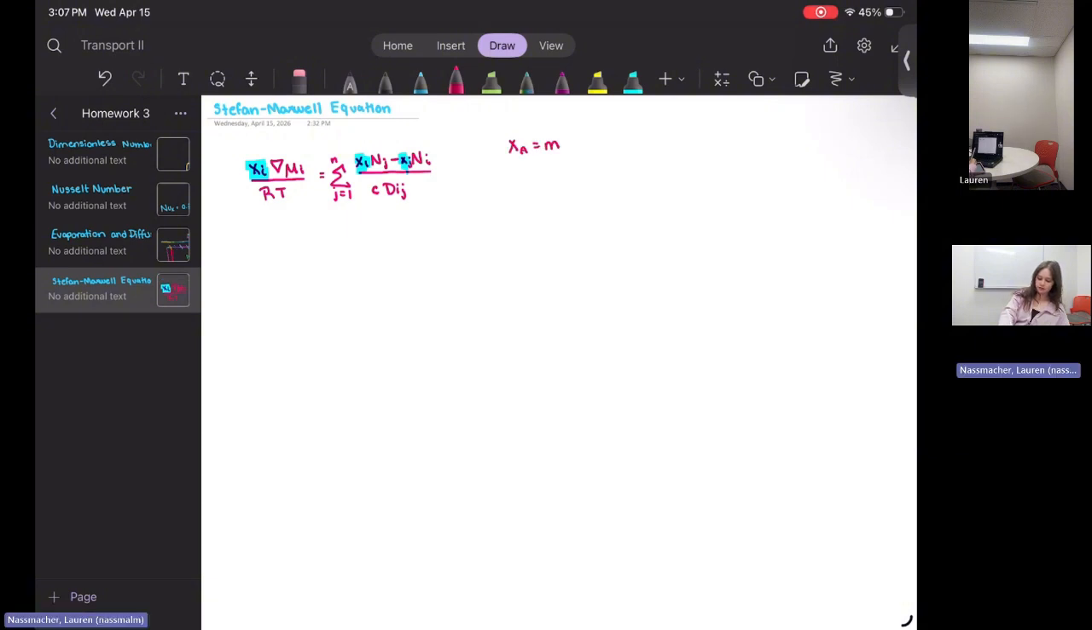This is a mole fraction of a component. The next part of this equation is our gradient, which you can tell because of the upside down triangle. And this gradient is the driving force of our equation. It's the gradient of chemical potential of I.